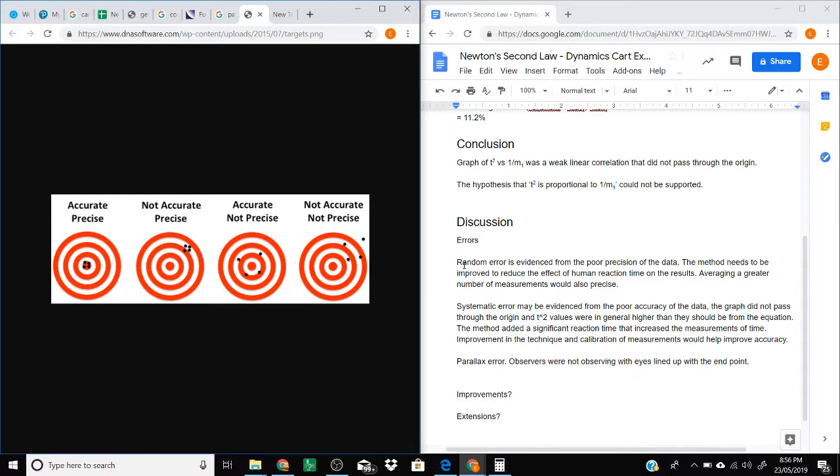There's a limitation and there's fluctuation. You could actually improve this a little bit more by taking more measurements, but I imagine the method itself was the major effect. Systematic error.